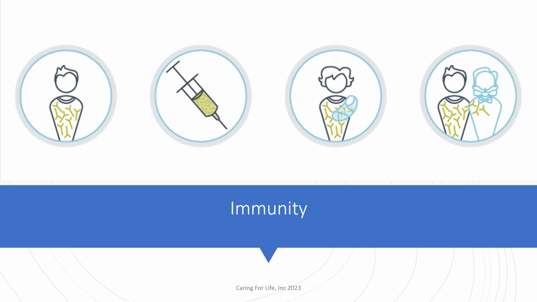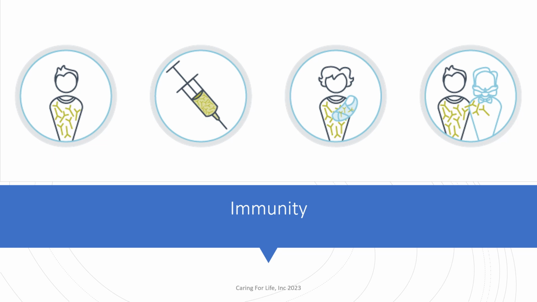So we have naturally acquired active immunity that occurs when a person has an infectious disease. They develop the antibodies against the pathogen that caused the disease. The antibodies have a memory that prevents further infections by the same pathogen. Then we have artificially acquired active immunity. This is the type of immunity that you get as a result of a vaccine. So the antibodies are activated by the vaccine, and they develop a memory to recognize the pathogen in the future.